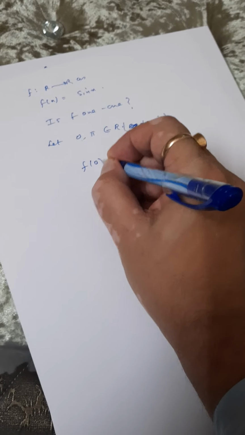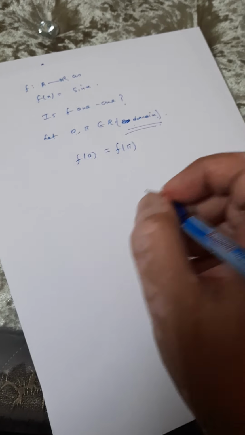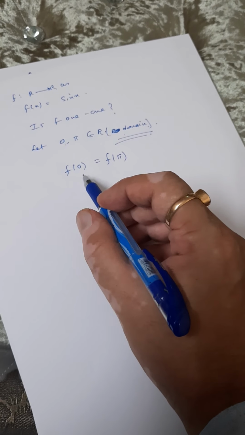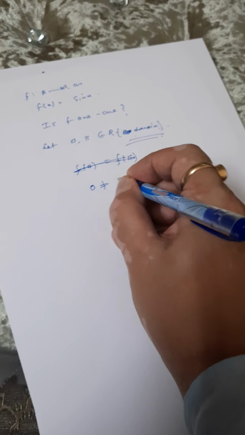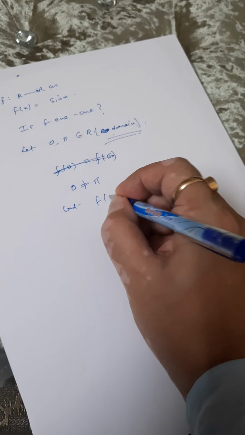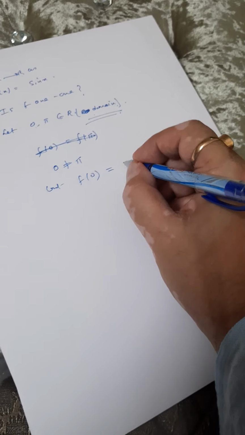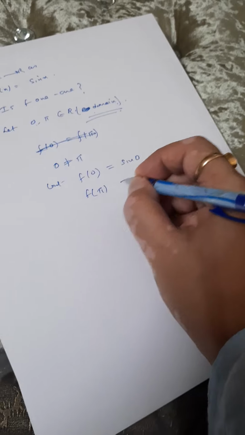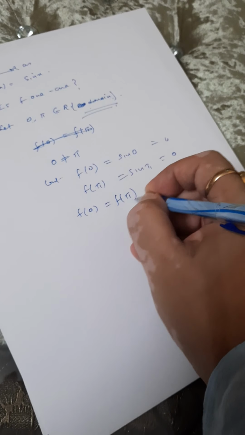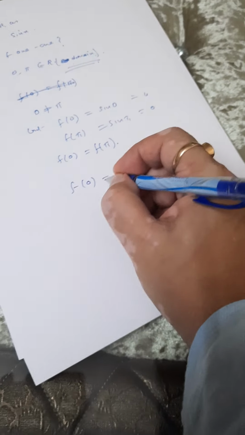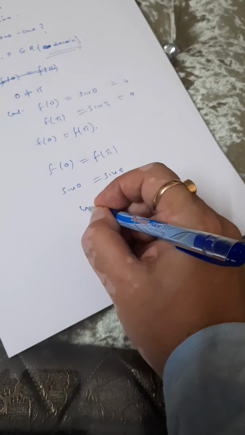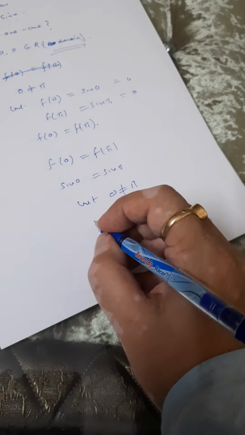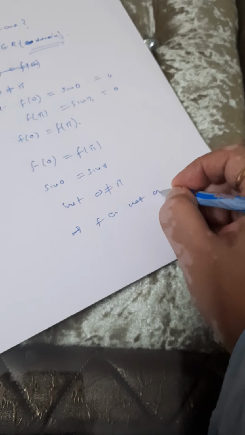Now, f of 0 equals f of pi. You can say that 0 is not equal to pi, but f of 0 equals sine 0, f of pi is sine pi. Both are 0. So you have f of 0 equals f of pi. Also, f of 0 equals f of pi gives sine 0 equals sine pi, but 0 is not equal to pi. So f is not 1-1.